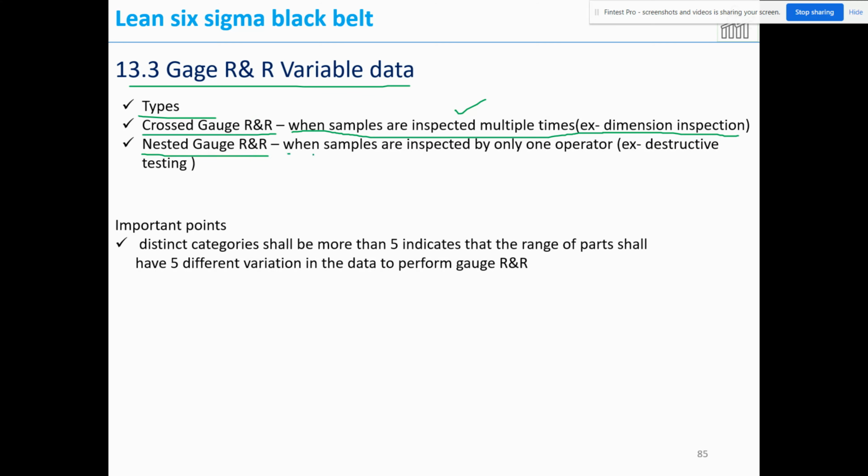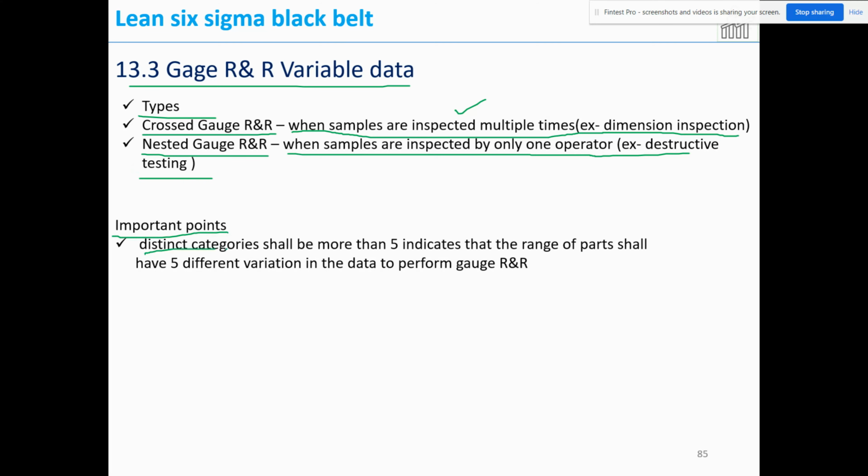Nested gauge R&R is used when samples are inspected by only one operator. Example, destructive testing. In destructive testing, once a person tests it, you cannot reproduce it. The same part cannot be tested by another person because it is already gone. In that case, we are going to use nested gauge R&R. So here we will majorly be using crossed gauge R&R for the study.